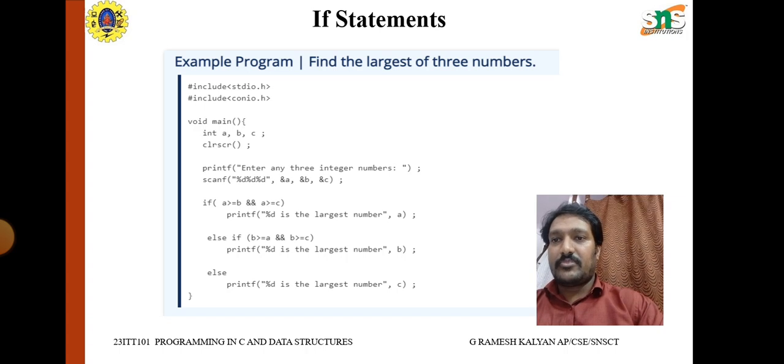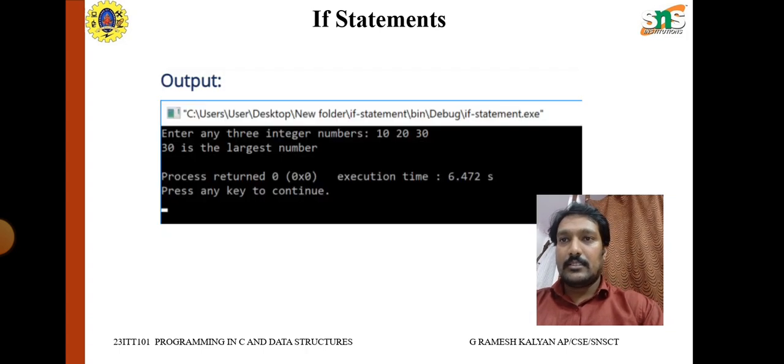Else if, we check whether b is greater than or equal to a, or b is greater than or equal to c. If the condition is true, then we print that b is greater, else we print that c is greater. So this is an example of the else if or if else ladder.